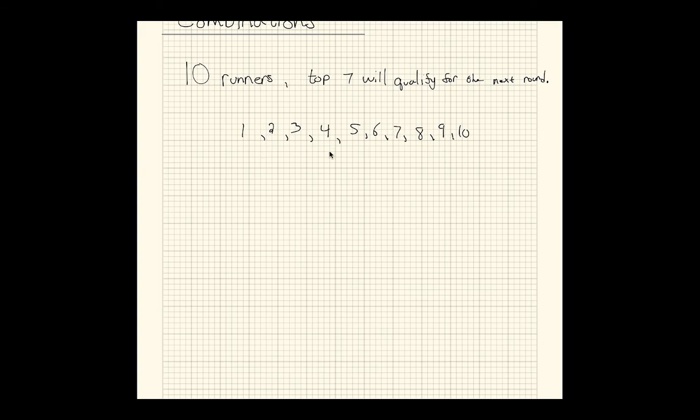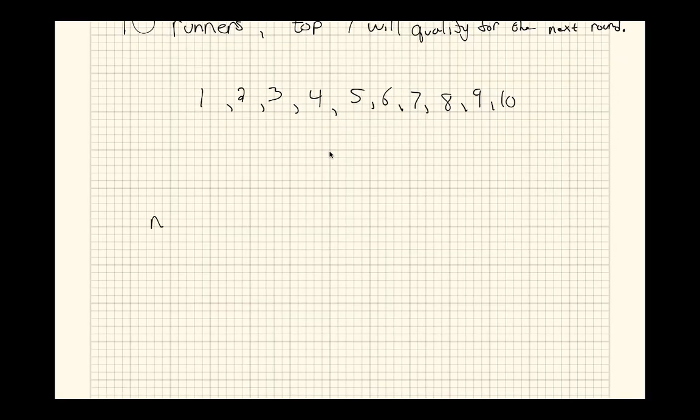This is different than if you were doing a championship race where you're awarding a first, second, and third place. Those are actually different positions. Top 7 going on and qualifying, who cares? Grab the top 7, doesn't matter what order they finished. So this would be an example of a combination. The difference in the formula is this: it is n factorial over n minus r factorial, and we tack on an extra r factorial in the denominator. So that's my formula.